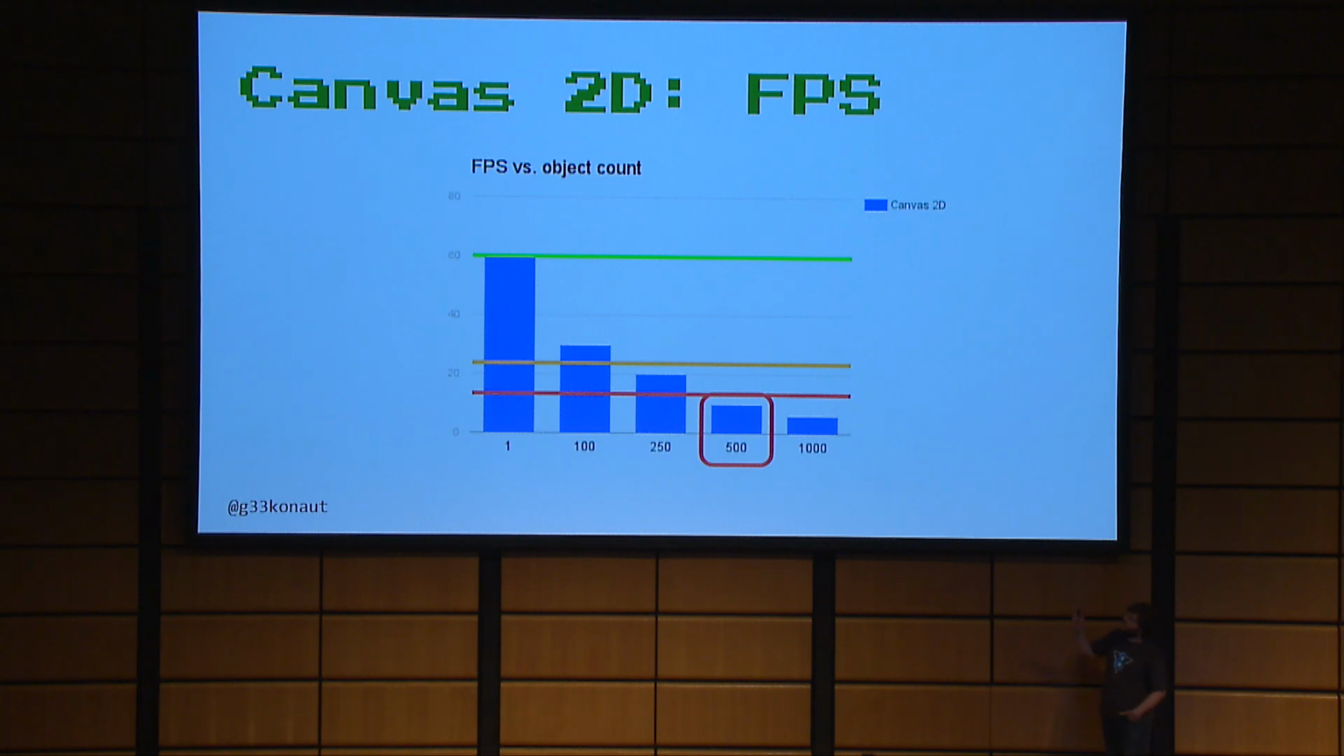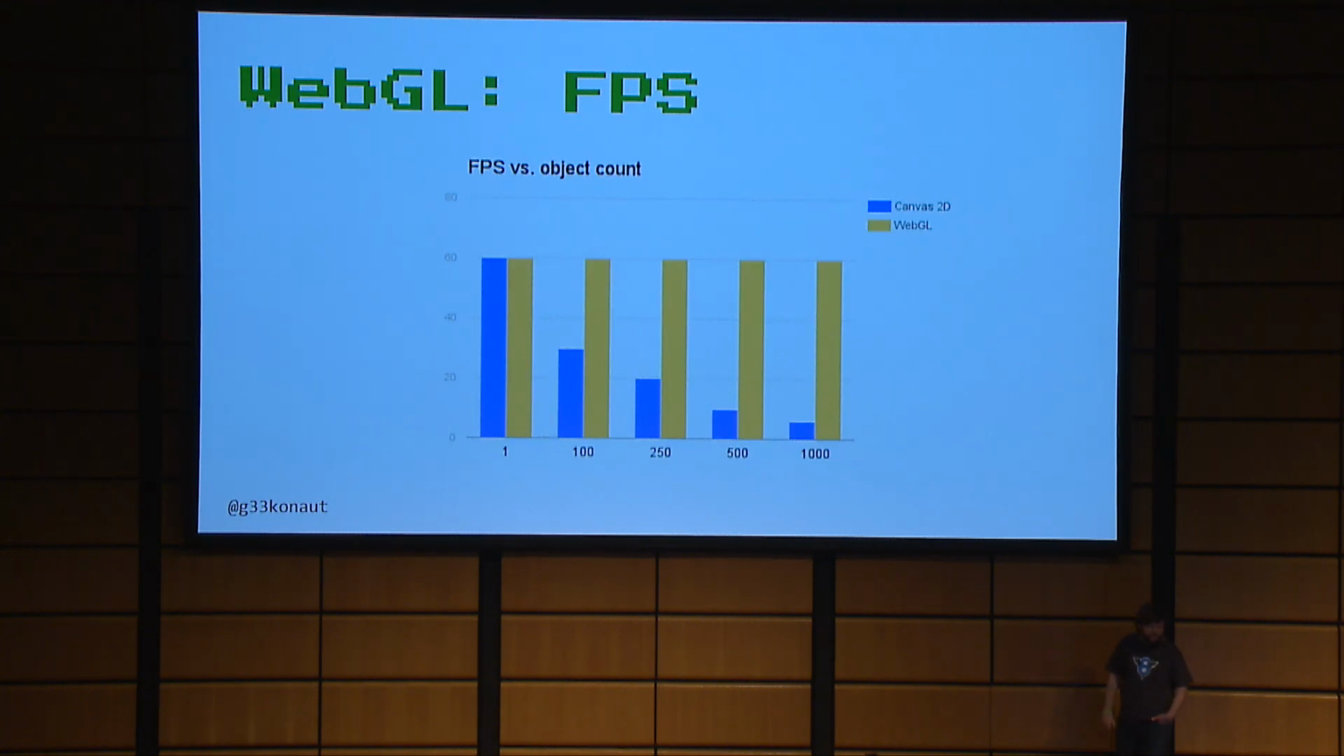Oh yeah, that's just sadness. So this is WebGL in comparison. With 1,000 images, it just goes like, what? That's the power of fully enabled shader pipelines.